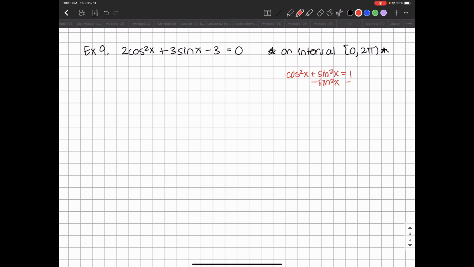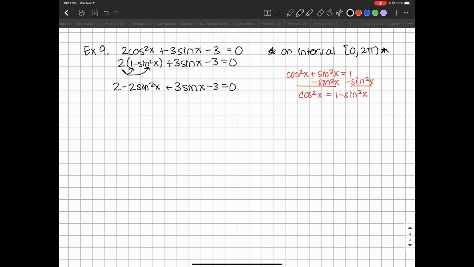If I subtract sine squared of x on both sides here, I can see that cosine squared of x is equal to 1 minus sine squared of x. So I am going to rewrite this as 2 times, instead of cosine squared of x, I'm going to write 1 minus sine squared of x. And then I have plus sine of x minus 3 is equal to 0. And then I'm going to distribute. So I get 2 minus 2 sine squared of x plus 3 sine of x minus 3 is equal to 0.